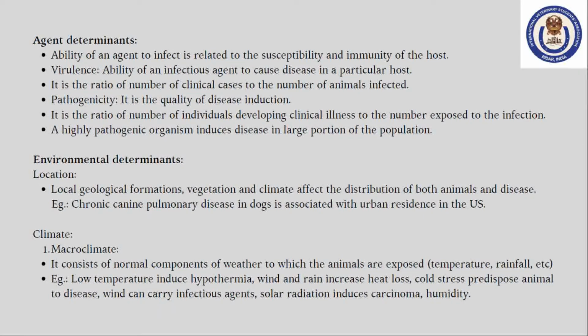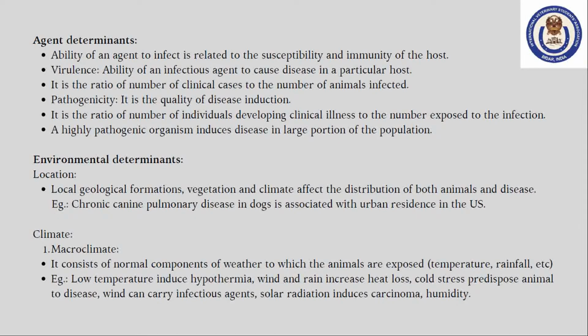An example is chronic canine pulmonary disease, which can be seen in dogs that are usually present in urban residents. This is because there is a high density of dogs in urban areas, and also there is higher environmental pollution, which can facilitate the spread of the disease. Next is climate. Climate has two types: first is macroclimate, and then microclimate.